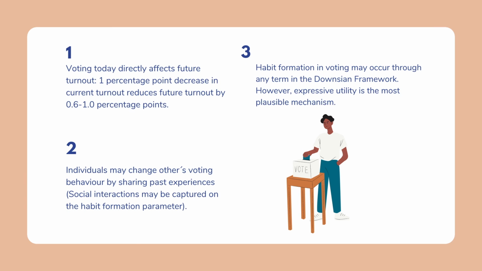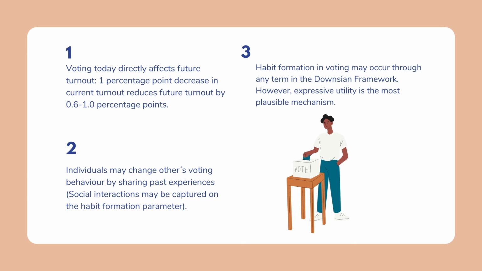In summary, we have the following conclusions. The obtained parameters suggest that voting today directly affects future turnout. Specifically, a 1 percentage point decrease in current turnout may reduce future turnout by 0.6 to 1.0 percentage points. The effects obtained may be amplified by social spillovers. This means that individuals may change others' voting behavior by sharing past experiences.